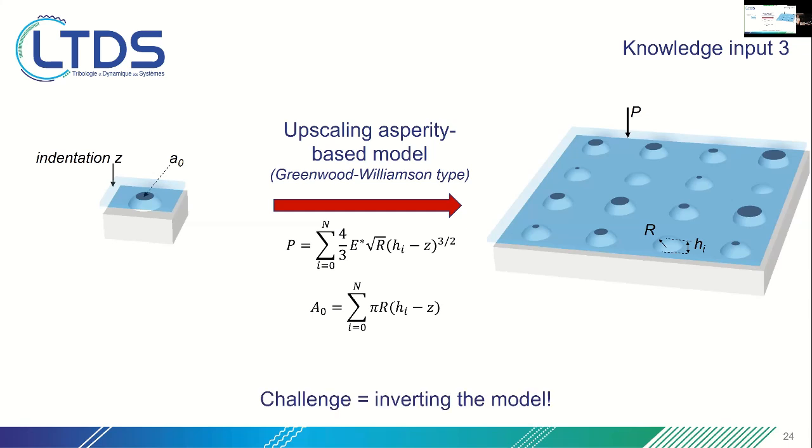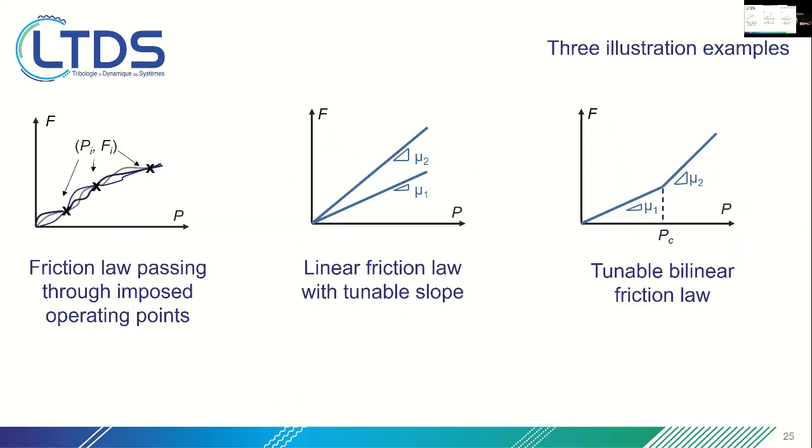Of course, now the challenge is to invert this type of model, because we want to start from the friction law and go to the list of heights here and the equation. I don't show you any detail about how we did these inversions, but I will show you 3 examples in which we managed to obtain a suitable inversion, depending on the prescriptions that we had on the friction. The first example here is we wanted friction laws passing through a certain number of operating points. Second example, linear friction laws, but we wanted to tune the slope. And third example, tunable bilinear friction laws.